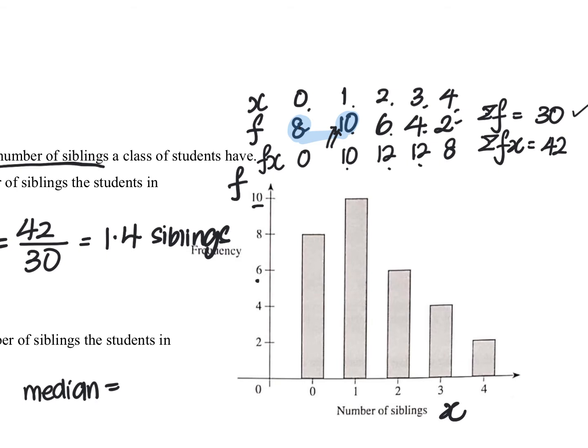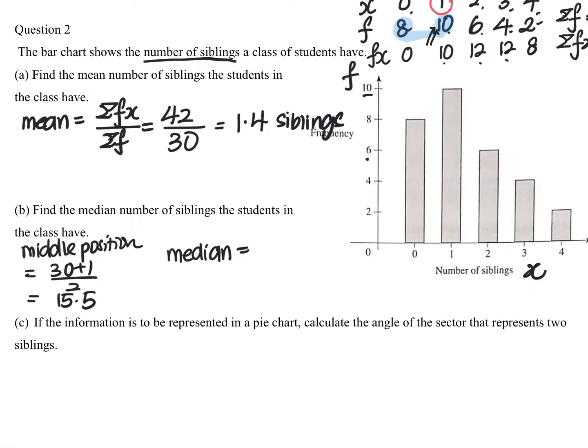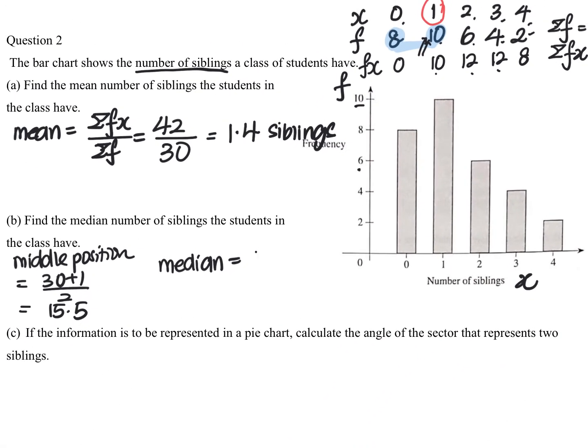And how many siblings do they have? Both the 15th person and the 16th person have one sibling. So in this case, the median over here is 1 sibling, because 1 plus 1 divided by 2 is still 1. Have you gotten the concept?